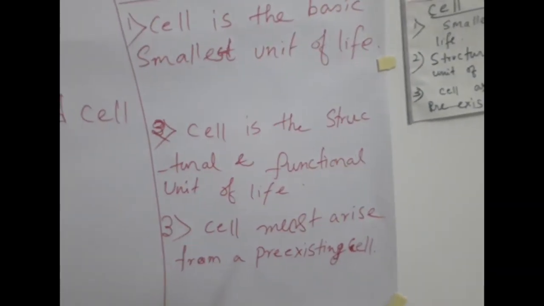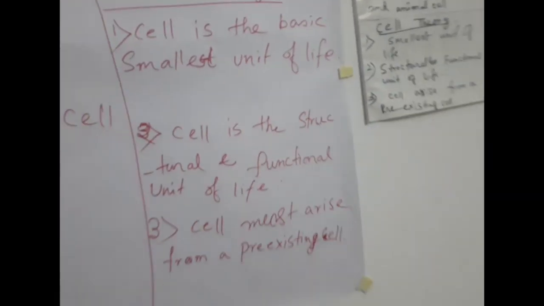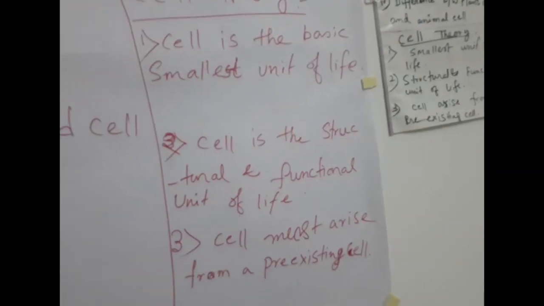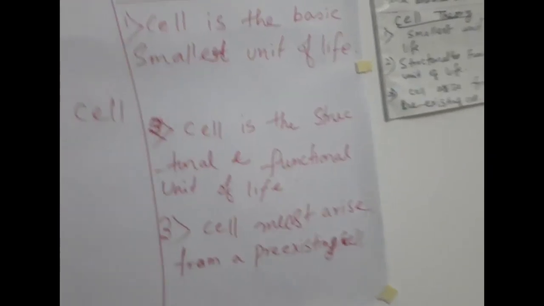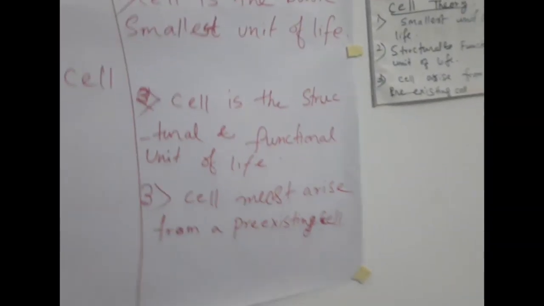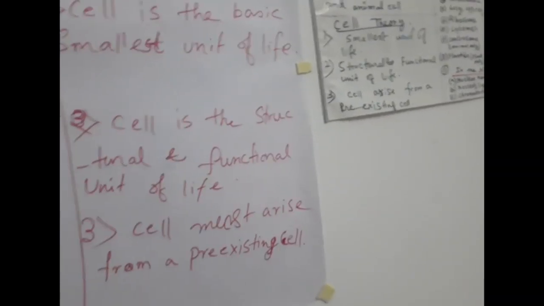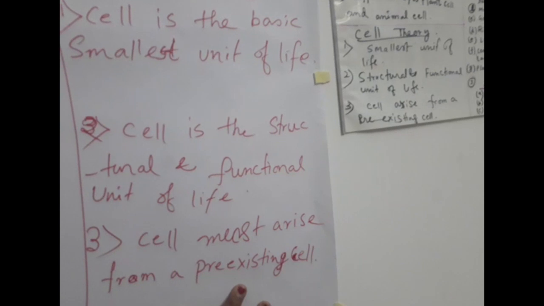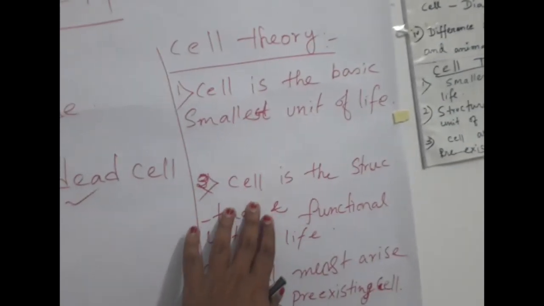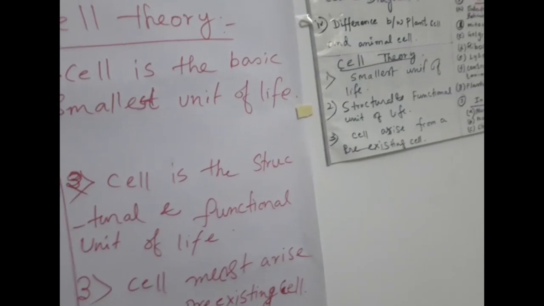That means every cell comes from a pre-existing cell. Suppose we take a frog: this frog must come from the egg cell of the mother frog. Likewise, a mango tree comes from the seed of its mother tree. Every cell comes from a pre-existing cell. So these are the basic points: cell is the basic smallest unit of life, cell is the structural and functional unit of life, and cell must arise from a pre-existing cell.